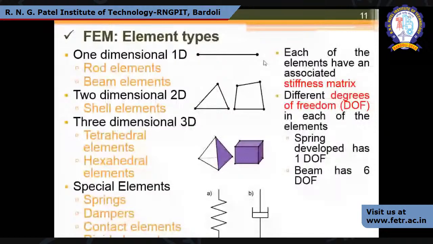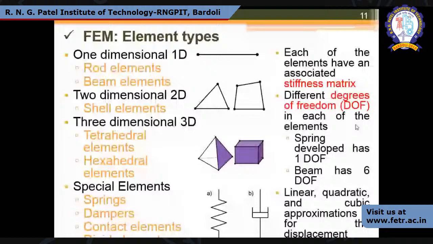Each of the elements has an associated stiffness matrix and different degrees of freedom, because when we put every geometry in a particular environment, the result is different. If we put ourselves on the earth and on the moon, then in both conditions the weight is different. Similarly, linear, quadratic, and cubic approximations are used for the displacement field.